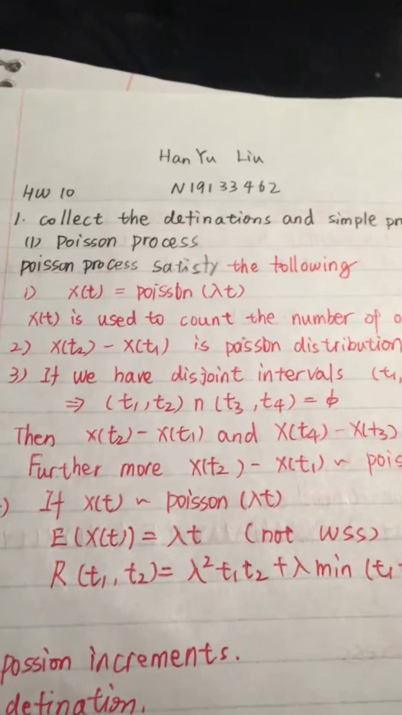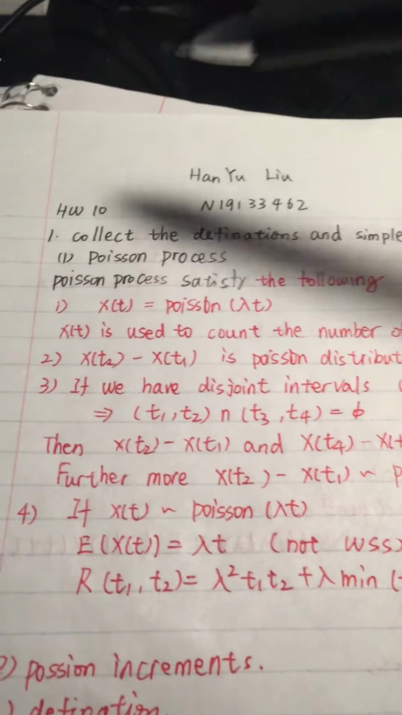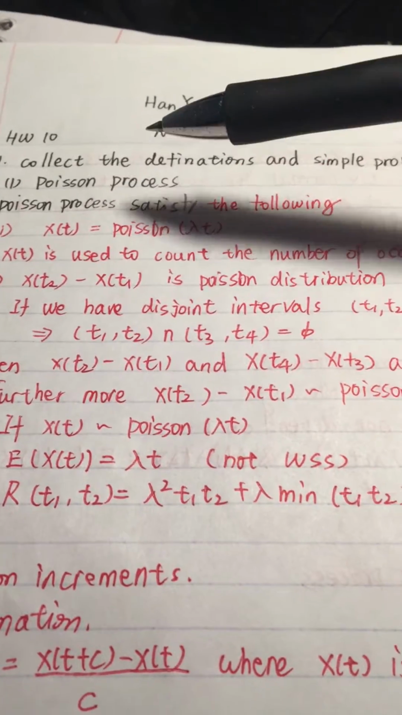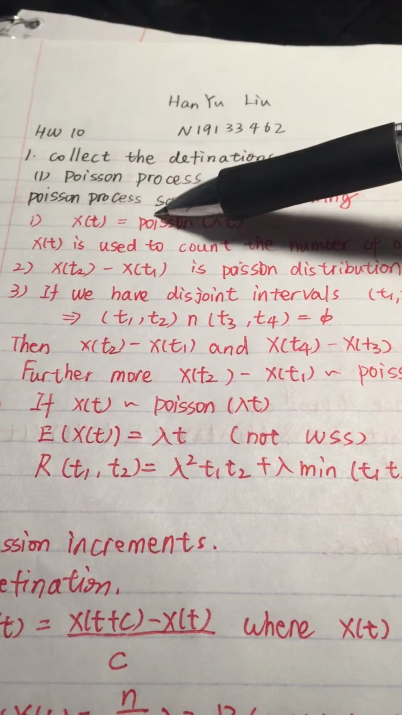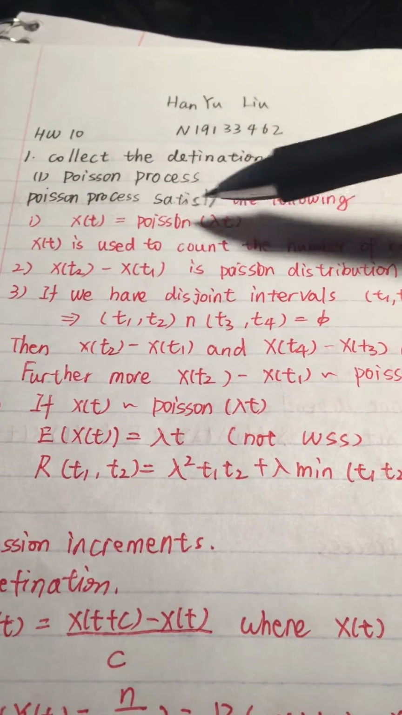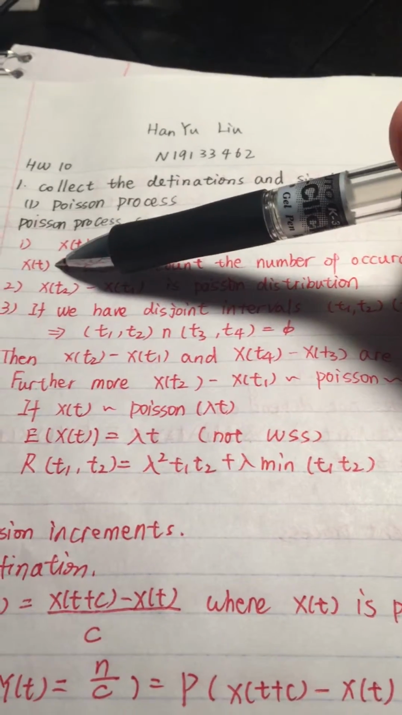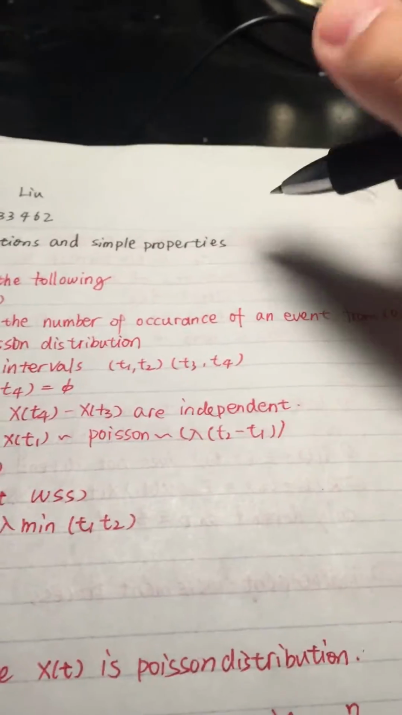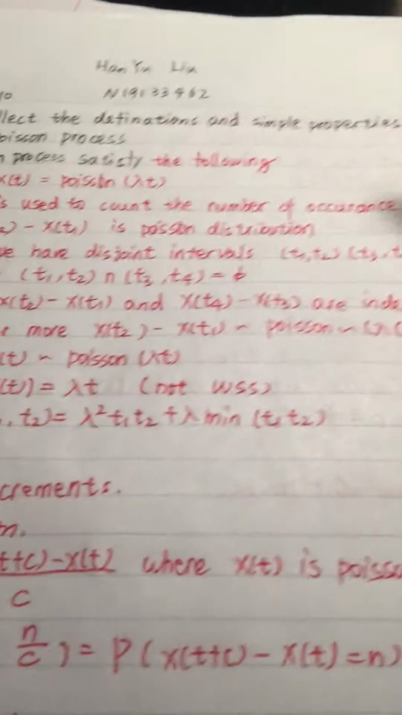The first distribution is the Poisson process. A Poisson process satisfies the following properties. The first is that X(t) can be expressed as Poisson(λt), and this process is often used to count the number of occurrences of an event from 0 to t.